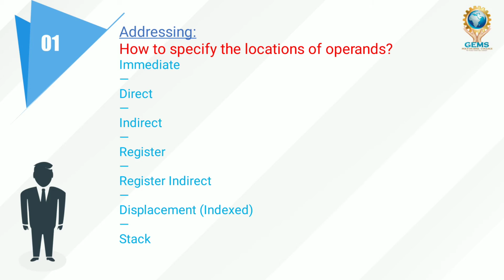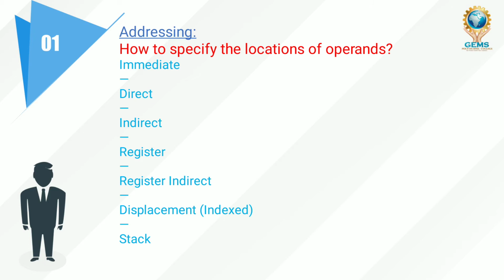So addressing modes are of different types. How to specify the locations of the operands? We will talk about the operands and all these things. Let's see about addressing. Addressing means what? To whom you are addressing, where you are addressing. So addressing is nothing but the location, where you are pointing, where you are addressing.